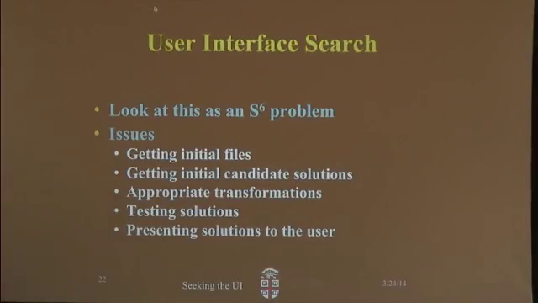The issues here: we have to get the initial files. Again, we have things for that. We have to get the candidate solutions. Solutions differ. We don't have methods, we have user interfaces instead. We have some problems with files. We have to find appropriate transformations because the transformations used in S6 may not be appropriate for user interfaces, or there might be additional transformations which are appropriate. We have to find a way of testing the solutions. We don't have test cases anymore, we just have this picture. And we have to present the solutions to the user, and presenting code isn't exactly what you want to do here.